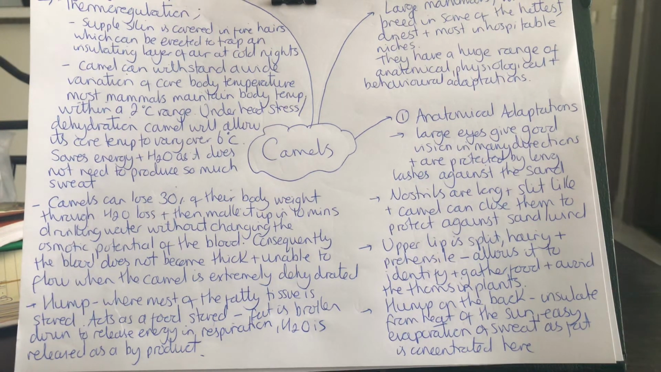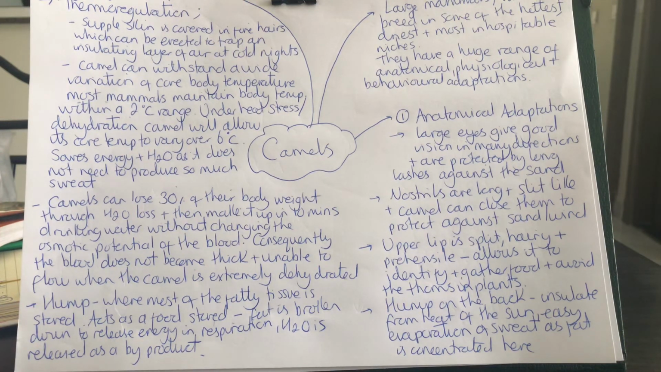Camels can lose up to 30% of their body weight through water loss and then make it up in 10 minutes of drinking water, without changing the osmotic potential of the blood. So this is really, really important. They can lose so much of their body weight through water loss, but make it up really quickly, and nothing happens to the osmotic potential of their blood. So the blood doesn't become thick and unable to flow when the camel is extremely dehydrated.